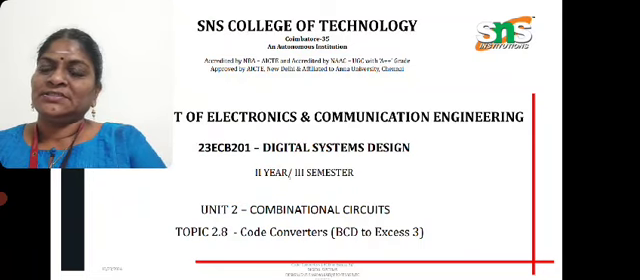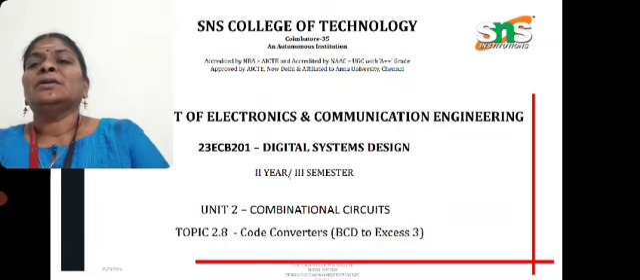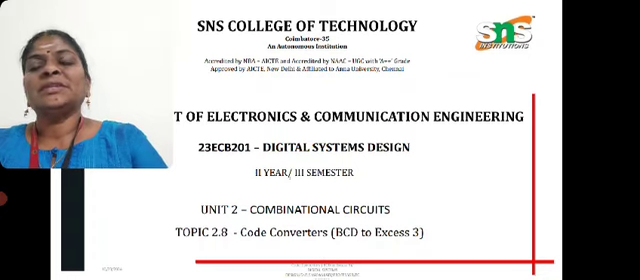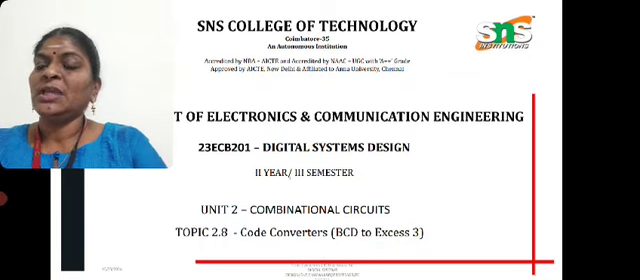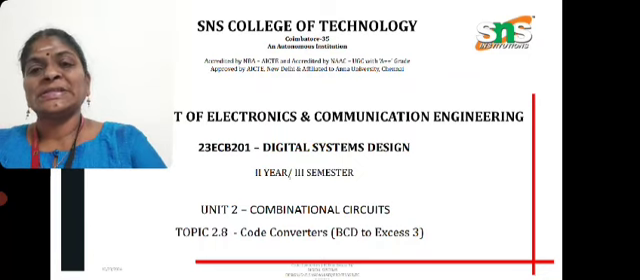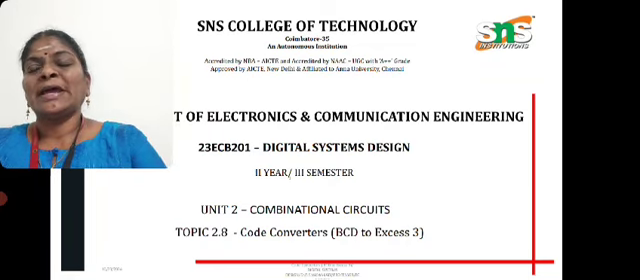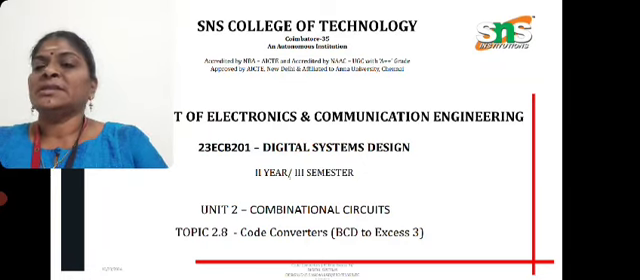Code converters. So here now we are in combinational logic circuits. The two types of circuits are combinational and sequential. In combinational, your output depends on your present input. In sequential, your output depends on both present and previous outputs. Examples of combinational circuits are adder, subtractor, multiplexer, demultiplexer, encoder, decoder, etc. All 1-bit storage devices are sequential logic circuits. So now we are in combinational circuits.